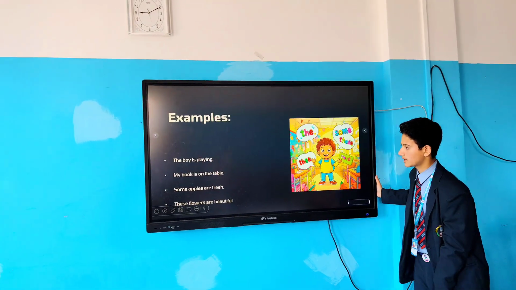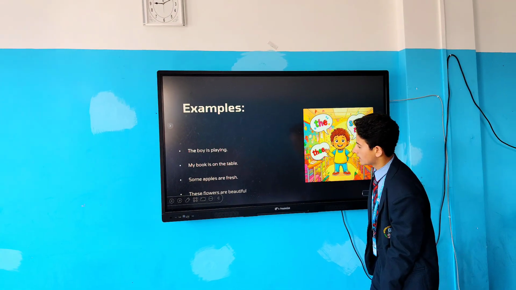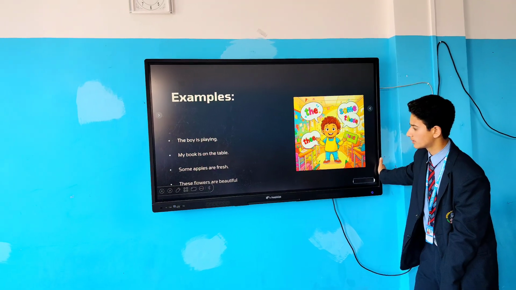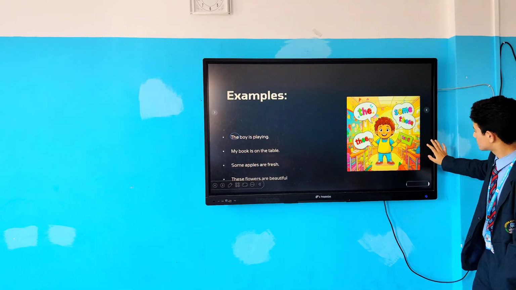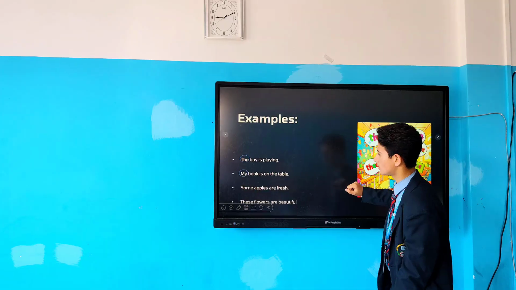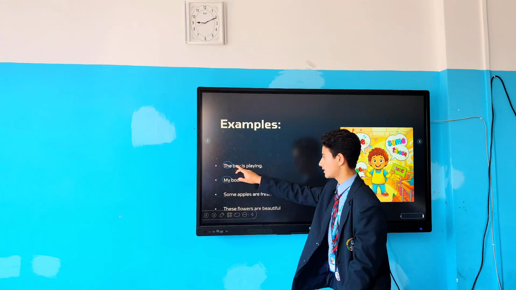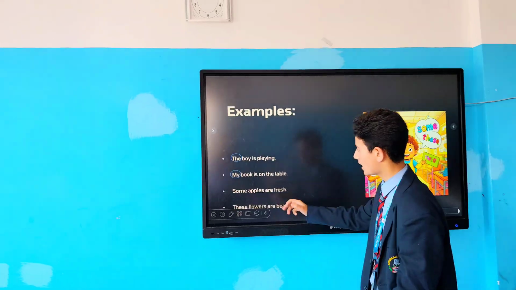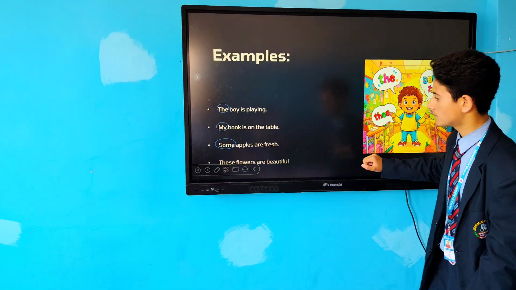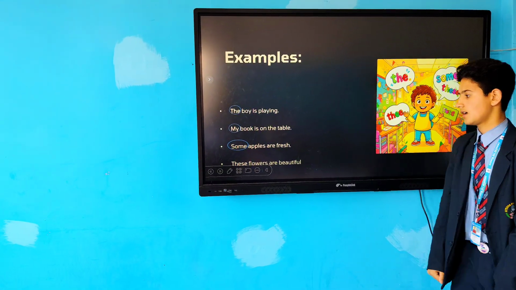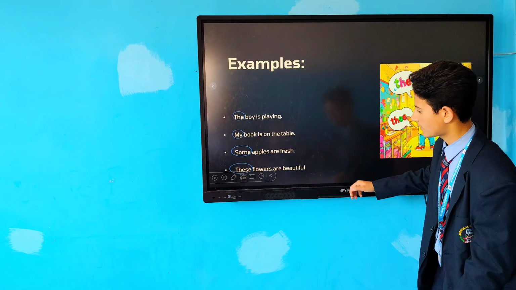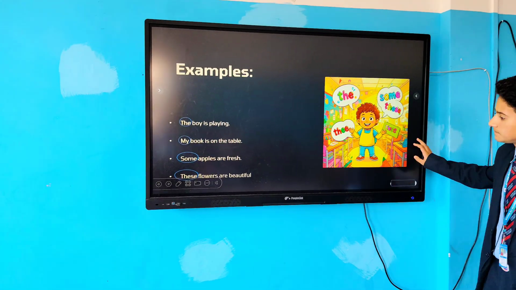So let's deal with some examples. The boy is playing. My book is on the table. Some apples are fresh, and these flowers are beautiful. So in the first sentence, the boy is playing, the is the determiner. My book is on the table. Here, my is the determiner. Some apples are fresh. Here, some is the determiner. These flowers are beautiful. Here, these is the determiner.